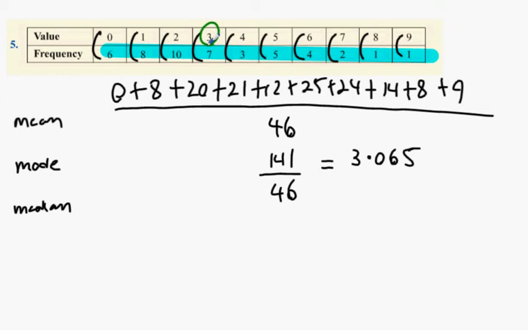What's the mode, Jordan? Mode? No. The mode means the most common answer. It's the number 2 because it happened 10 times. So the mode is 2.